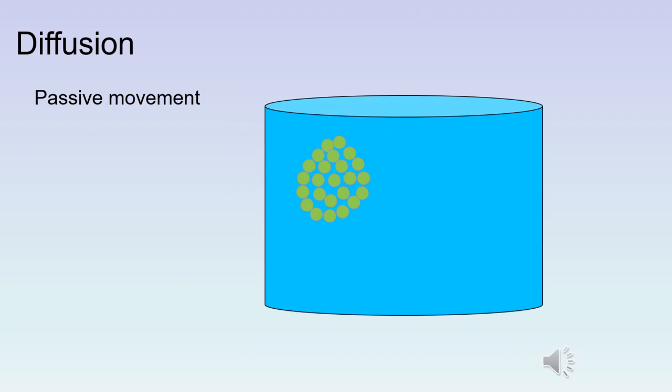Diffusion is the movement from an area of high concentration to an area of low concentration. Check this out. I made this 12 years ago. Woo! You want to see it again? I can't show it to you again. So this movement that you saw is a passive movement with no energy required.